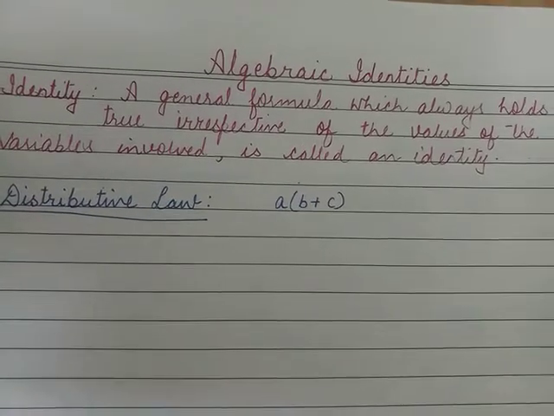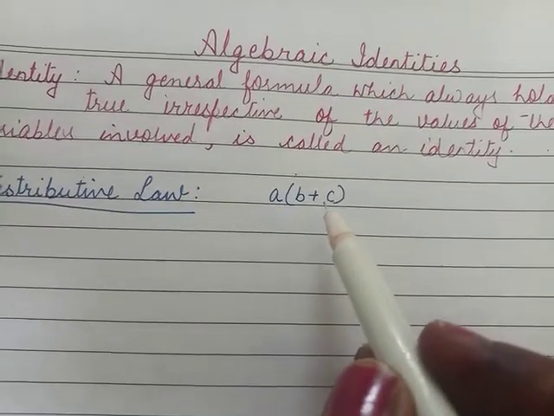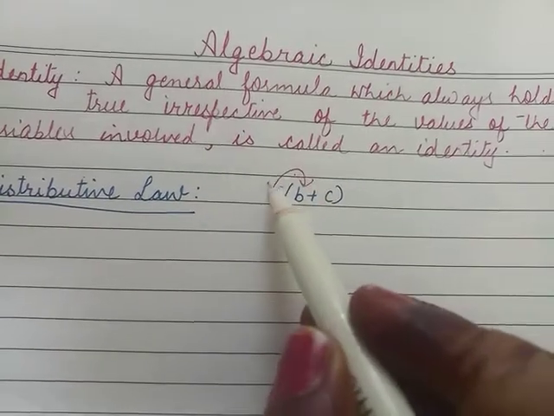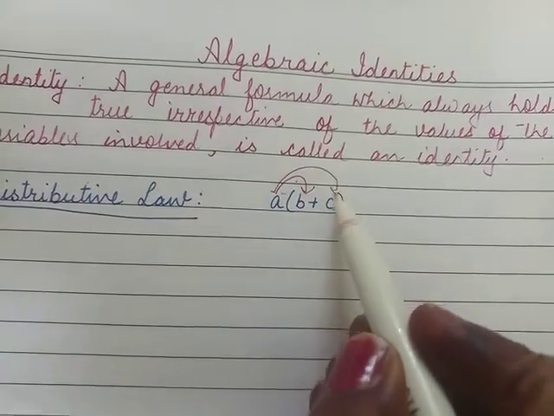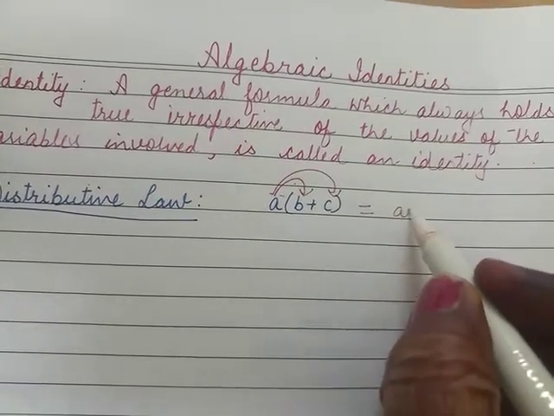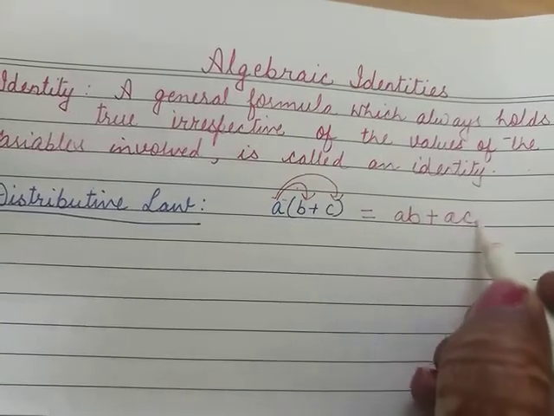What this distributive law means is, if we multiply A with B plus C, that means this A is multiplied with B as well as this is multiplied with C. So what our answer becomes? It becomes AB plus AC.